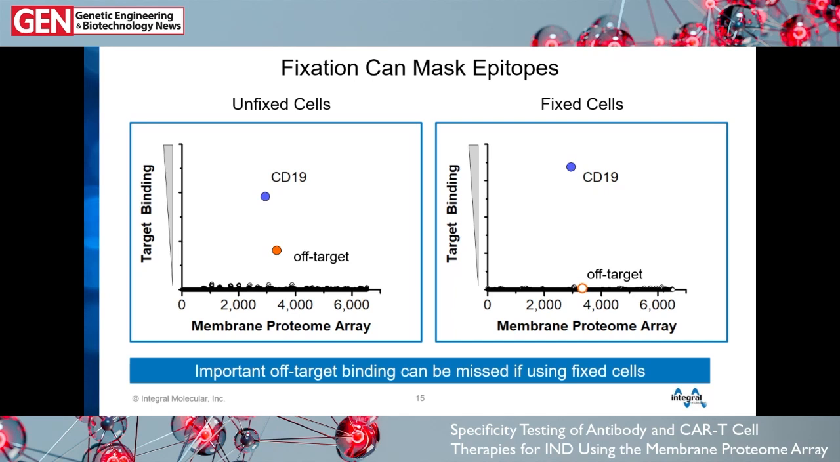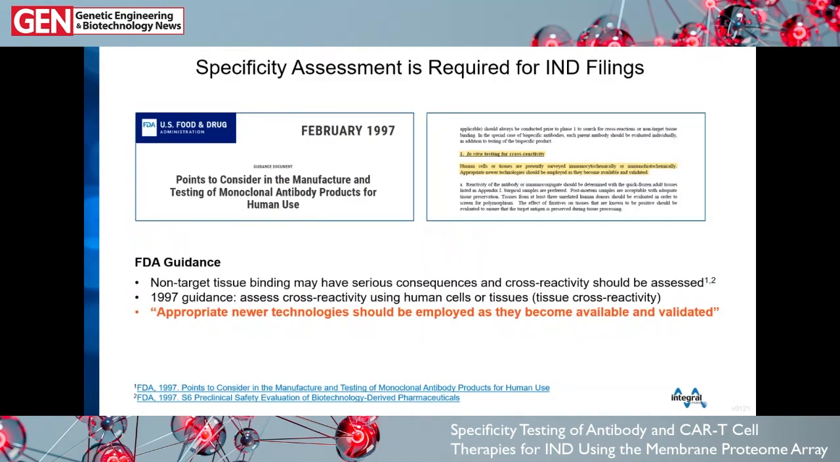I would like to take a few minutes to discuss the use of MPA data in IND filing. Specificity testing is a requirement for IND filings, and the FDA's guidance from 1997 advises using human cells or tissue cross-reactivity studies to assess cross-reactivity. I would like to think that they recognize the fast-changing pace of drug development and the technologies being used, as they also advise that appropriate newer technologies should be employed as they become available and validated. We are now certainly seeing that shift as cell-based protein arrays like the MPA have become more popular.